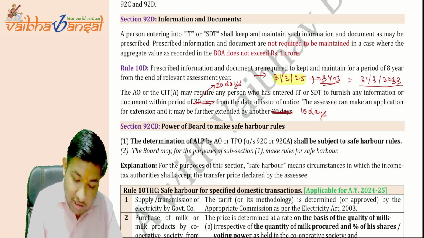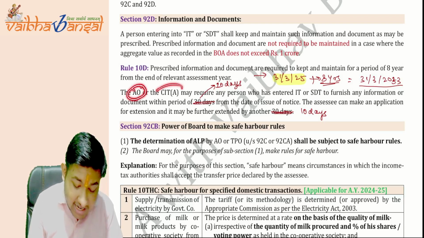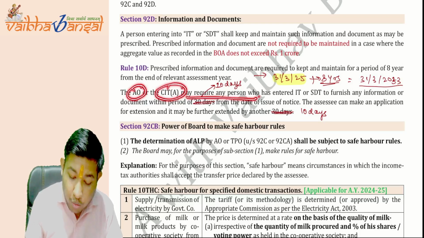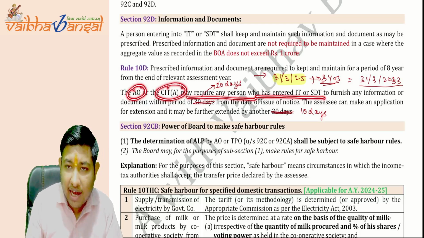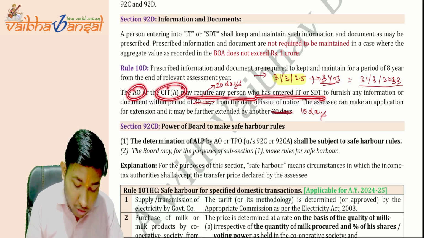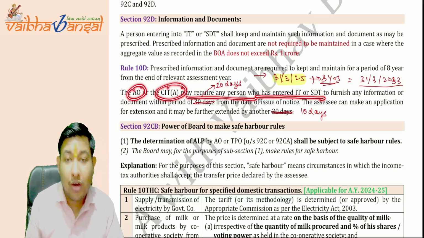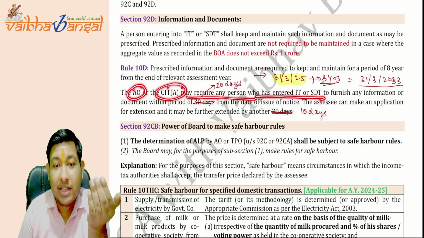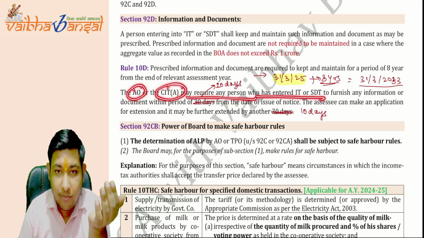Yes. Now, what it says: the AO or the CIT(Appeals) may require any person who has entered into an international transaction or a specified domestic transaction to furnish any information or documents within 10 days. Now, what I said, he may require the information. So, till what time will the assessee have to give that information or the documents? It will be given within 10 days. The time period is only 10 days. Is this point clear? I hope it is very much clear to you all.